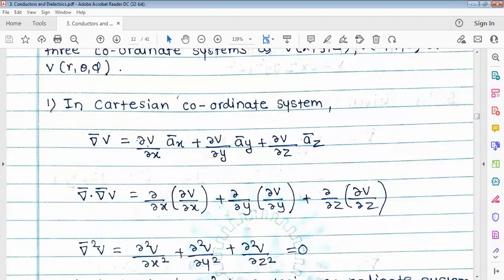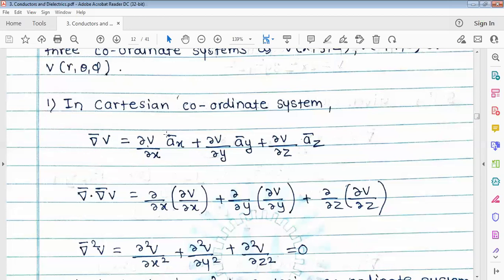When it is a simple V or some scalar quantity, then del into V is giving you the gradient. When you are taking the dot product with a vector quantity, it is giving you the divergence. And when it is the cross product of the vectors, then it is giving you the curl. Remember this. So del square v is nothing but del dot del into v.